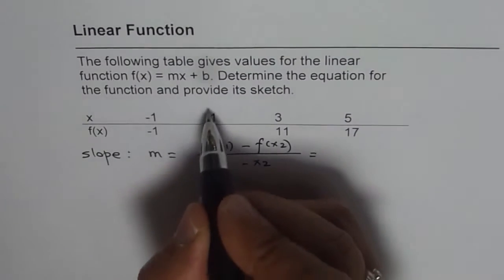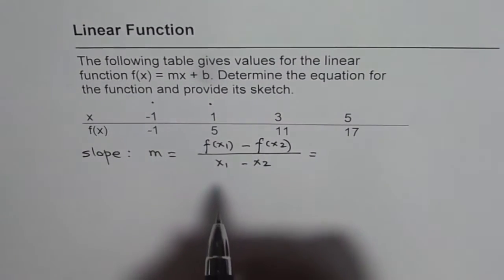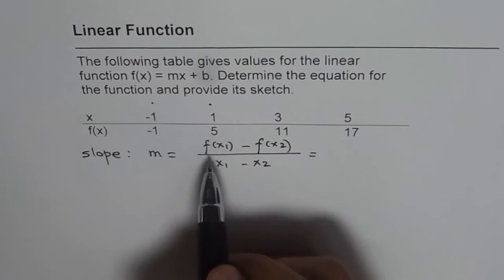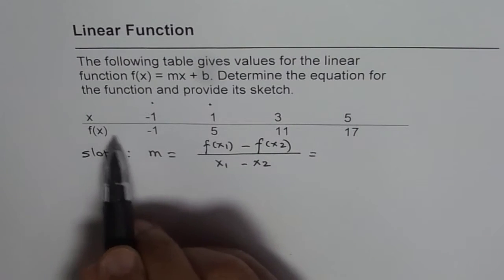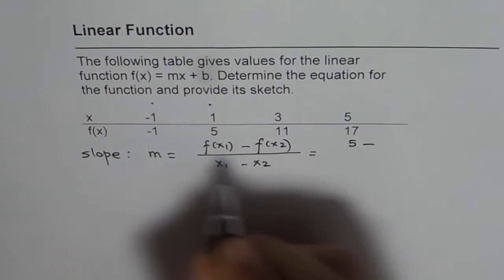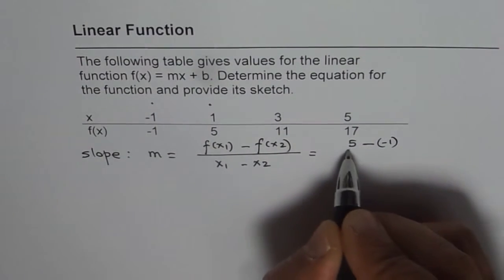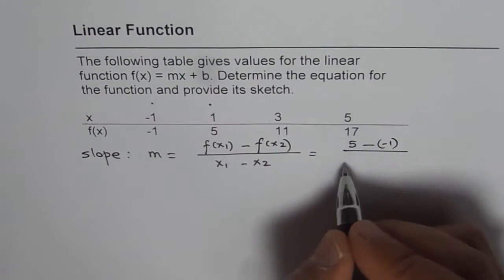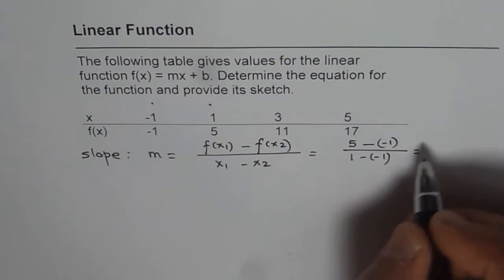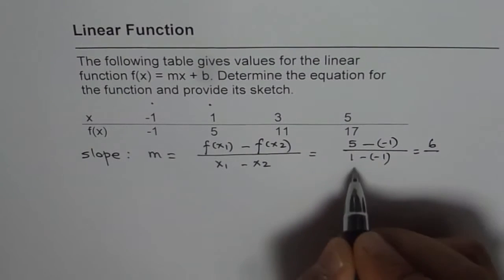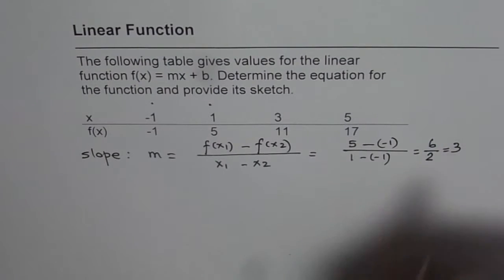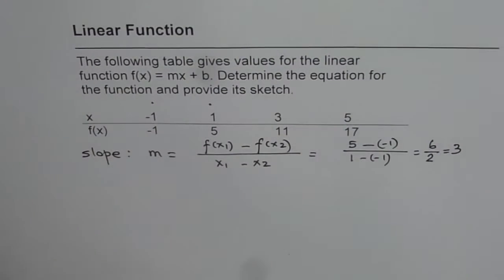So let us consider these 2 points. Let us say that is my point 1, this is my point 2. Now in that case, y values are f of x, 5 and minus 1. So we'll write 5 minus minus 1 divided by the difference in x values, 1 minus minus 1. 5 minus minus becomes plus, plus 1 gives us 6, and 1 minus minus becomes plus, gives you 2. So we get a slope of 3. So that is the m value.